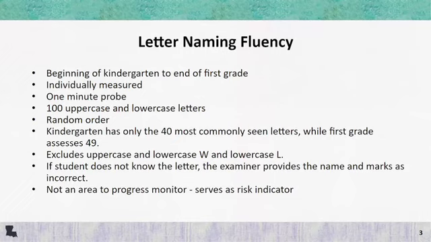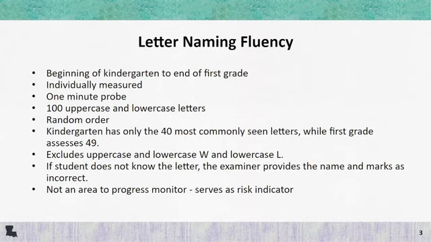Letter naming fluency is a standardized, individually administered test that provides a measure of risk for reading achievement. It is administered for students in the beginning of kindergarten through the end of 1st grade. For letter naming fluency, students are presented with a page of 100 uppercase and lowercase letters arranged in random order and are asked to name as many letters as they can. Students are given 1 minute to provide letter names. If a student does not know a letter name, the examiner provides the letter name and marks the letter name incorrect.